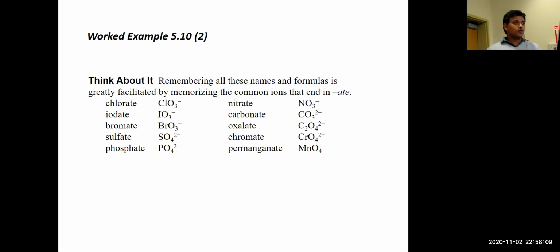These are some of the most popular oxoanions like ClO3, IO3, BrO3, sulfate or phosphate, nitrate, carbonate, oxalate, chromate, and permanganate. We kind of have to remember those because these are popular. These are the most popular ones.